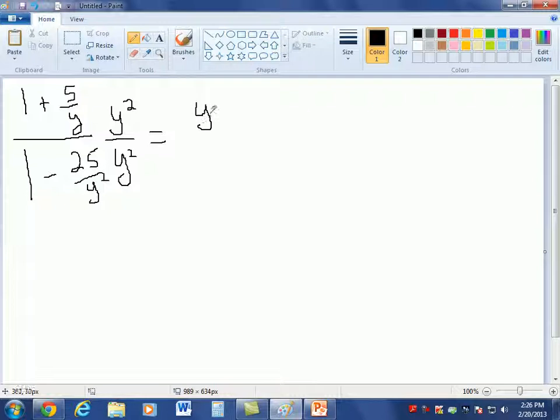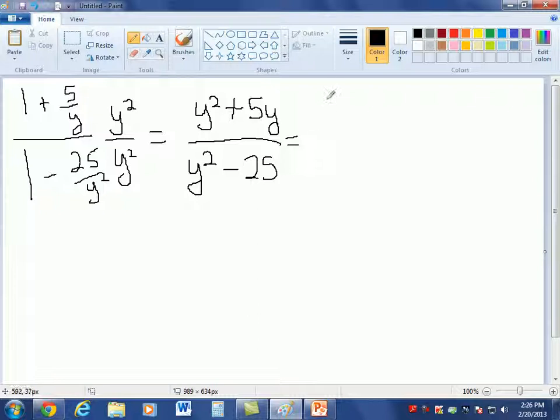So this becomes y squared times 1, plus y squared times 5 over y, which is one of the y's will cancel, and you're left with 5y. And the downstairs becomes y squared minus 25 y squared over y squared. The y squareds are going to cancel, and you're left with 25. And now the question comes back, are we done? And what I suggested last time is let's check factors. Is there factoring we can do?